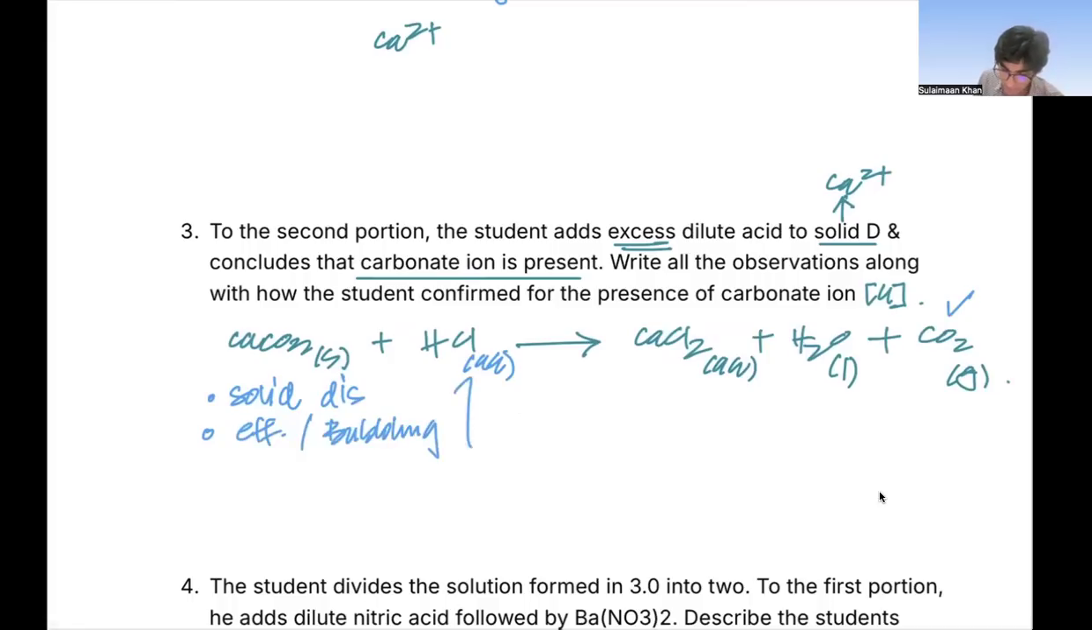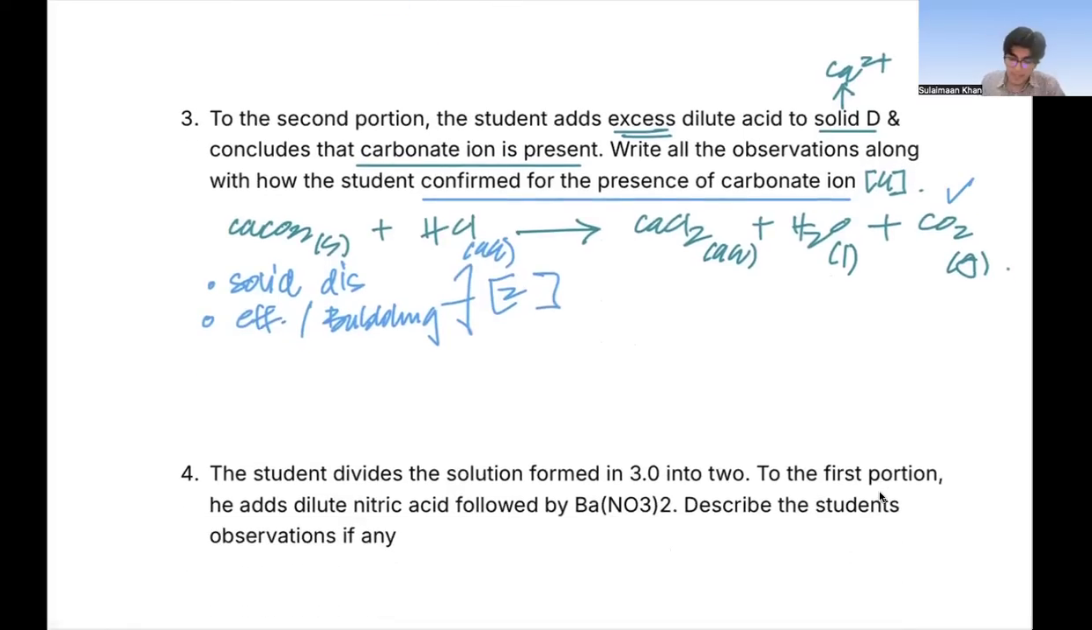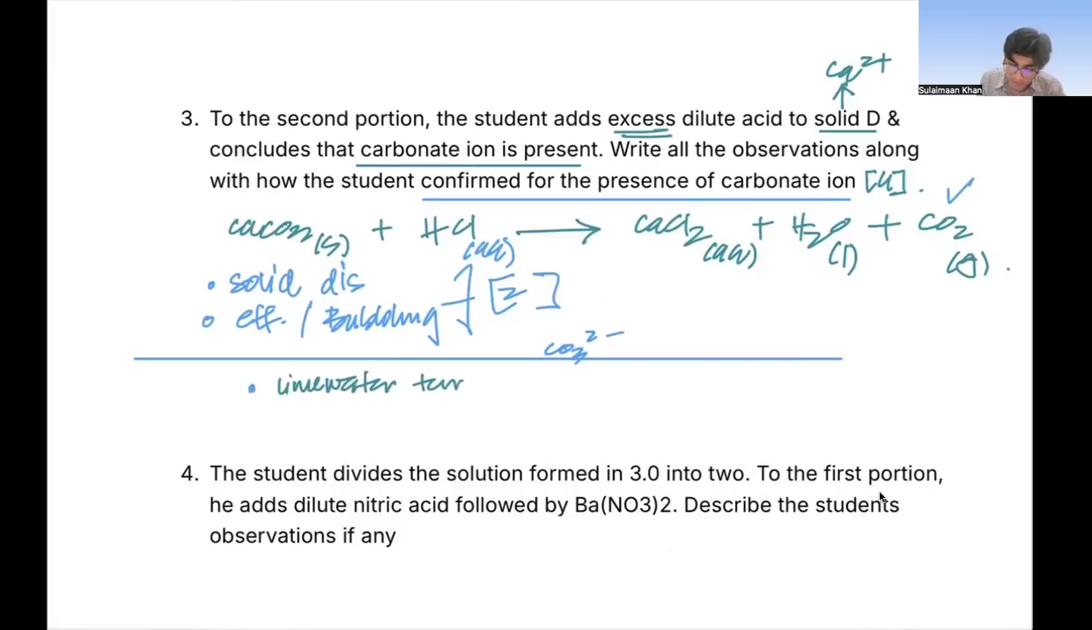That will give me 2 marks. But he is saying that along with how the student confirmed for the presence of carbonate ion, now we need to talk about how he confirmed the presence of carbonate ion. How? This will give me 2 marks. What? That basically, the lime water turned milky.